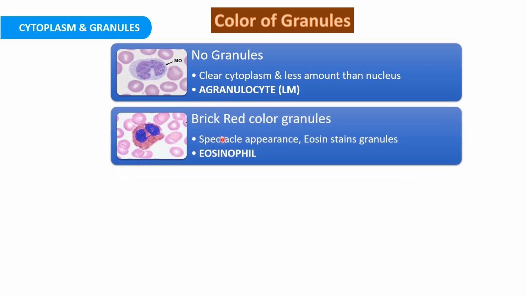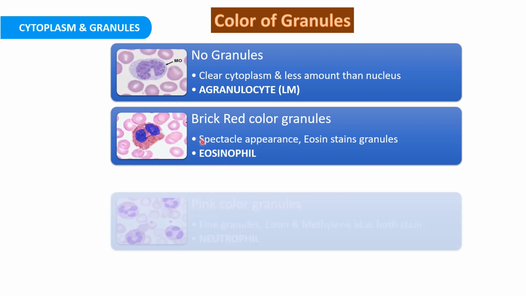Now if granules are there, then we have to look for the color of the granules. If they are brick red in color, as you can see in this diagram, and large coarse granules are present, that means it is an eosinophil. Why is it called eosinophil? Because this brick red color is given by the eosin stain. So an eosinophil WBC has brick red large coarse granules.